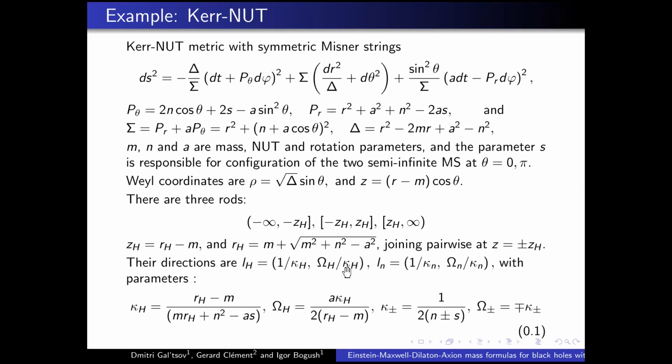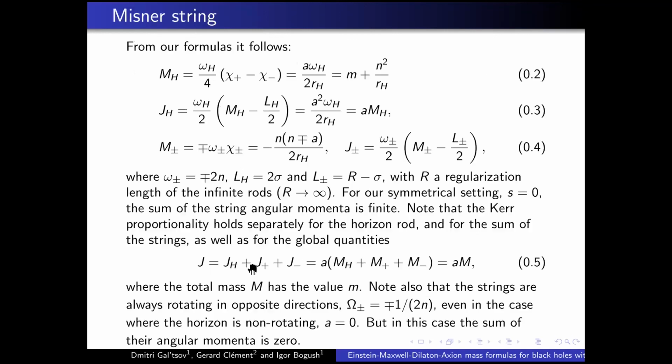This is an example for Kerr-NUT. There are two Misner strings, infinite there and there, and a finite part, which is a time-like vector. And these are parameters, so explicitly I have no time to explain. Finally, we can see that the total momentum will be given by the sum of the contribution of the hole and the two Misner strings, which are heavy and which also rotate, and calculate here.